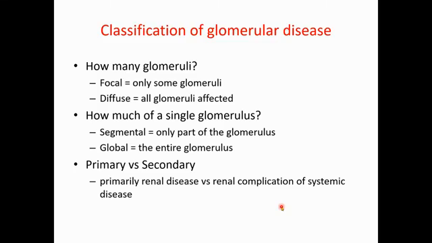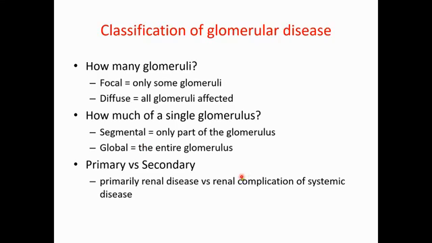How do we classify glomerulonephritis? There is a histological classification, that is focal. Focal means some glomeruli are involved, less than 50% of glomeruli. Diffuse means all the glomeruli are involved, that means more than 50% of glomeruli. And segmental, a part of the glomerulus, where the glomerulus is a tuft of capillaries. Only one part of the glomerulus is involved here, and global, the entire glomerulus is involved.